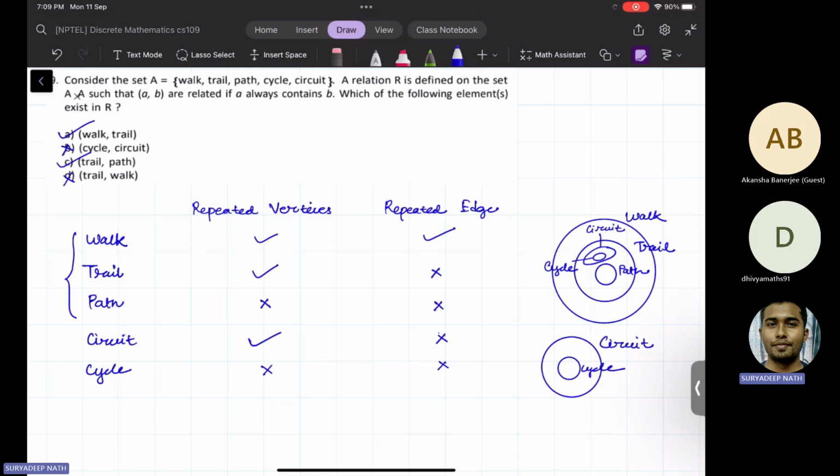So only A and C are the correct options, and you can see it from the figure that I have drawn. I hope it is clear.